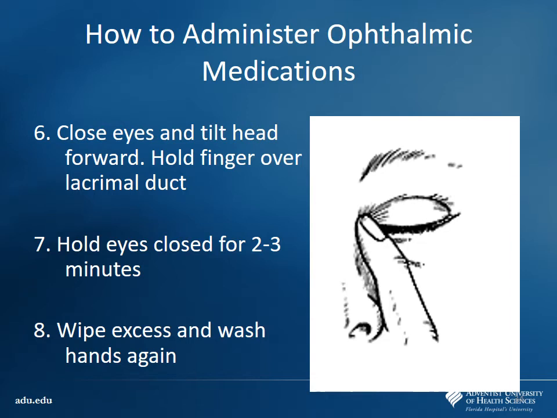The next thing you do is have them close their eyes and tilt their head forward, and then hold their fingers over the lacrimal duct. And what do you think that does for them? Yeah, so it prevents nasolacrimal drainage for some period of time, so that way you can have less systemic absorption potentially, and it also allows further contact time with the eye itself. So it keeps the drug around for longer to have its effect. It allows it to be absorbed into the eye itself. So do that for 2 or 3 minutes or so, and then after you're done, wipe away the excess and go ahead and wash your hands again.